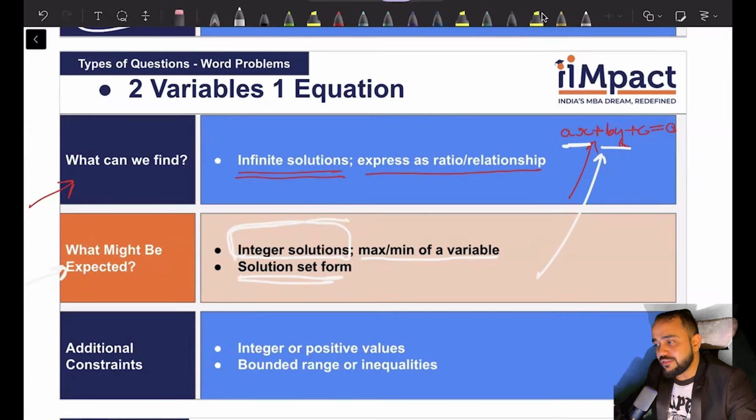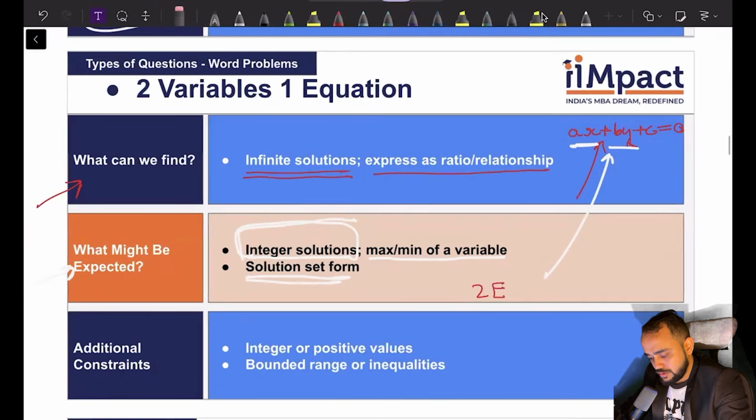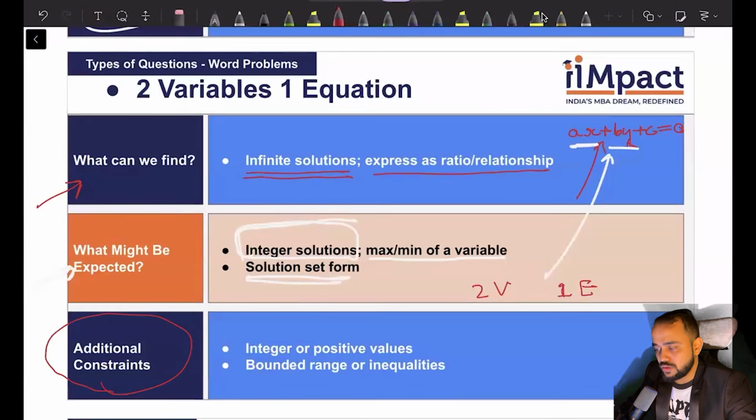All right. Now let's look at it from the exam maker's perspective. They gave you two variables and one equation. Now, if they are going to ask you anything on this, they have to give you something additional. Otherwise, you will have infinite solutions, something they don't want to give you in writing. They avoid writing infinite unless it is the sum of a sequence. So, what is it that they can introduce as a constraint?